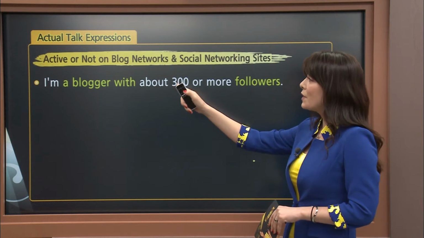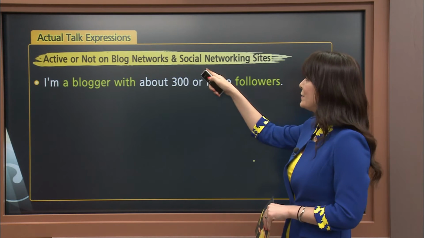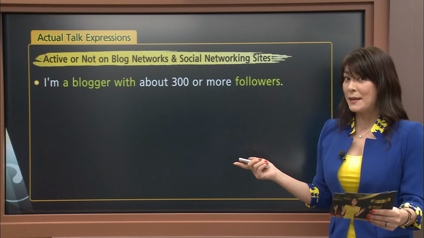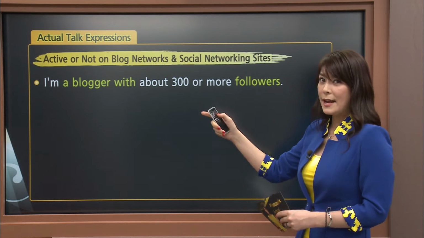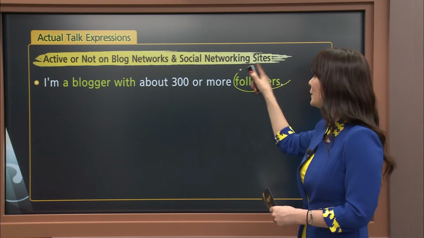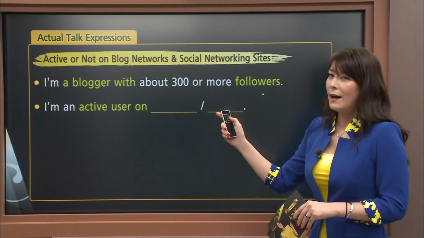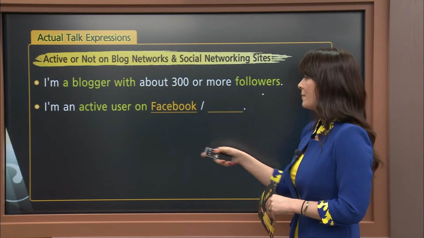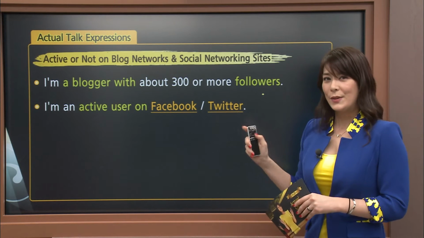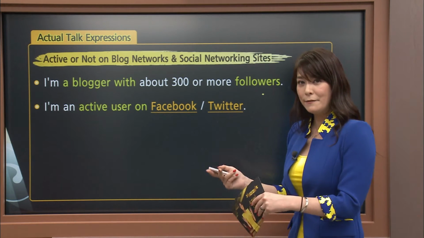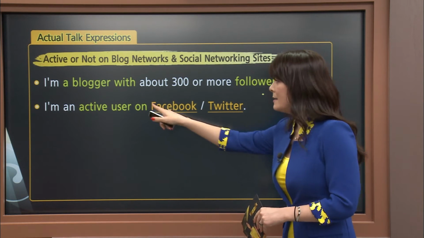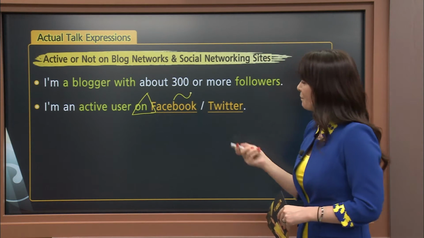Now, are you active or not on blog networks and social networking sites? You can say if you are a blogger, just as Peter, I'm a blogger. And if you have lots of followers, you can say with 300 or more followers, okay? Moving on, I'm an active user on Facebook. I'm an active user on Twitter. So these are just ways of saying that you are active on certain blogs or SNS sites. Active user on, keep that in mind, so and so.